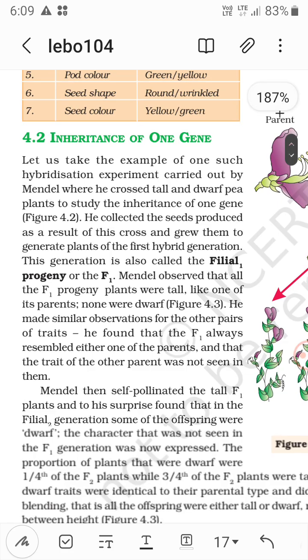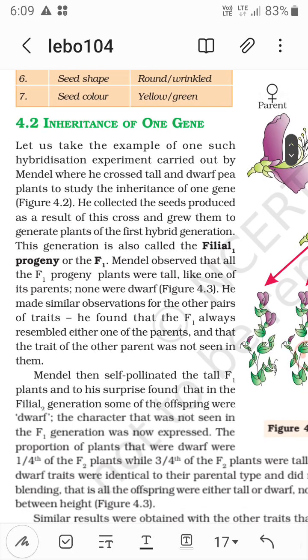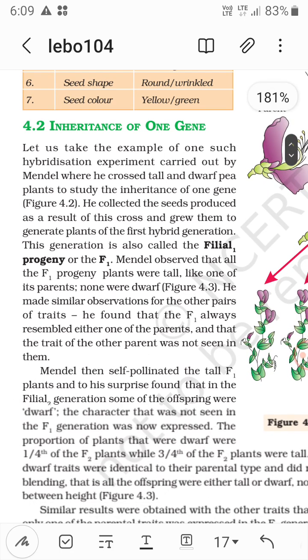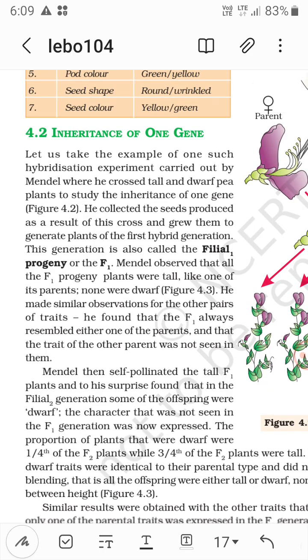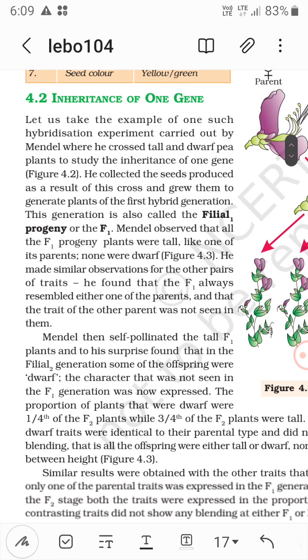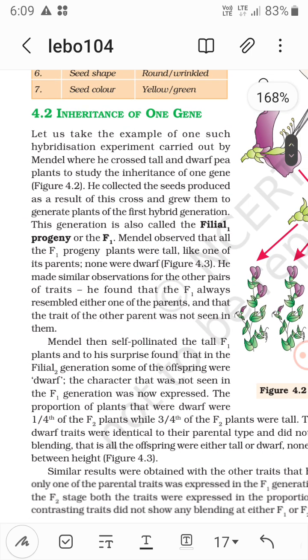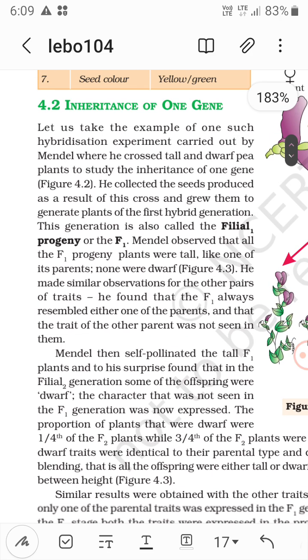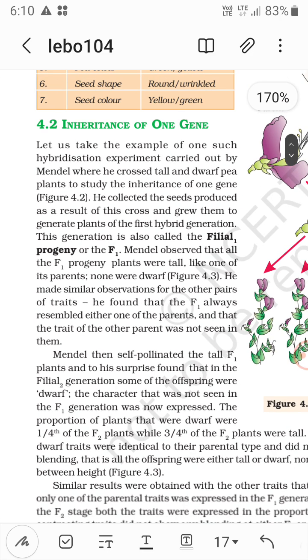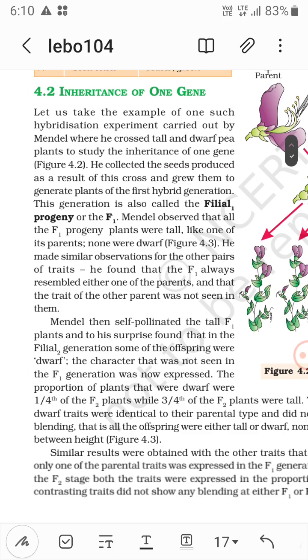Mendel observed that all the F1 progeny plants were tall, like one of its parents. None were dwarf. He made similar observations for the other pairs of traits. He found that the F1 always resembled either one of the parents, and that the trait of the other parent was not seen in them. It can be either tall or dwarf, but here it was tall.